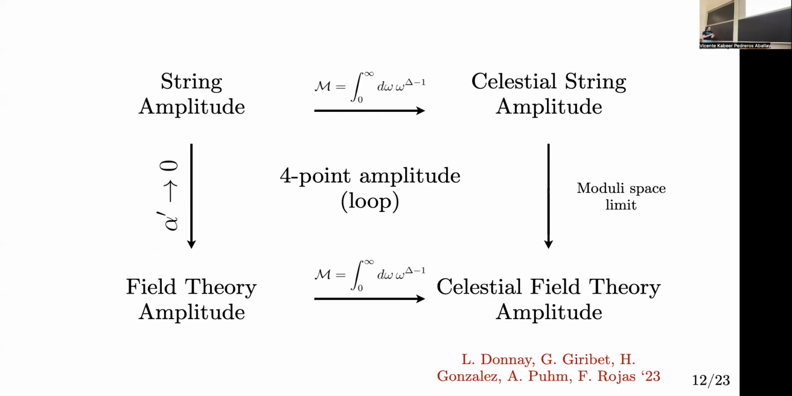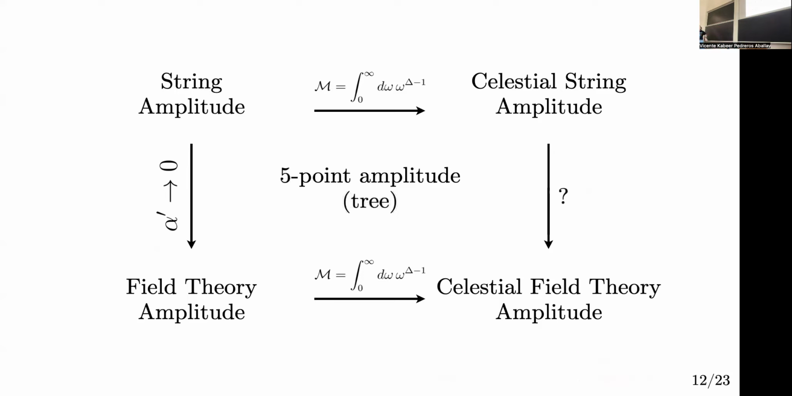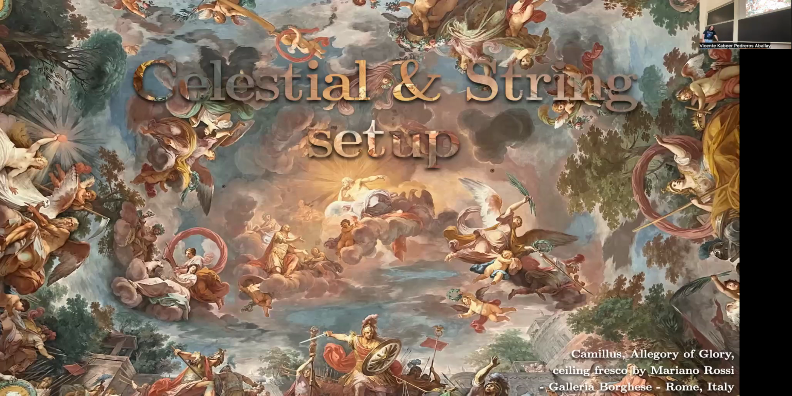Okay, so the full picture is not that clear. So we want to analyze what's going on in the 5-point case, 5-point tree-level amplitudes in the case of gluons. In this case, you have two conformal ratios. So which one do you take to infinity? Which one do you take to 0? Do you take one to be constant? That's the question that we want to analyze. Okay, so with this in mind, here's the most celestial picture that I could find in my phone. This is just a fresco in Galleria Borghese. So let's discuss the celestial string setup in order to do some computations.